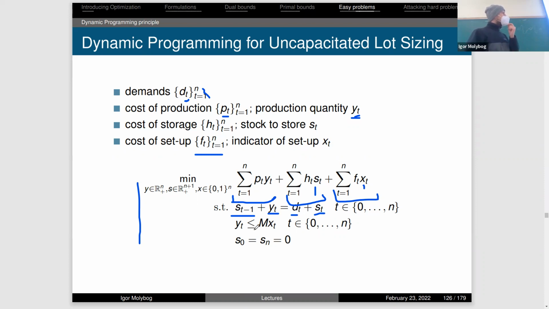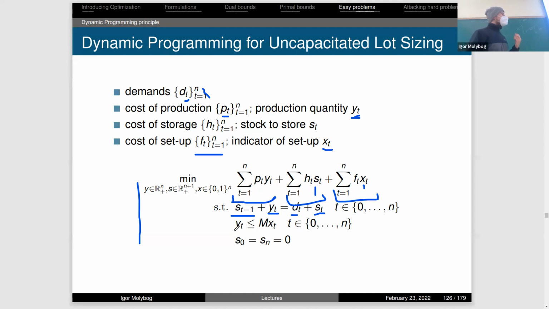We also need to make sure that we are ensuring the setup costs, enforcing the definition of the setup indicator XT. We need to make sure that as soon as xt is equal to 0, yt is also equal to 0. And if xt is equal to 1, then yt can be basically anything.